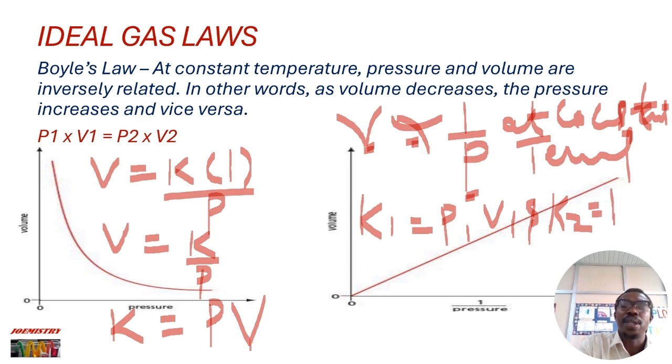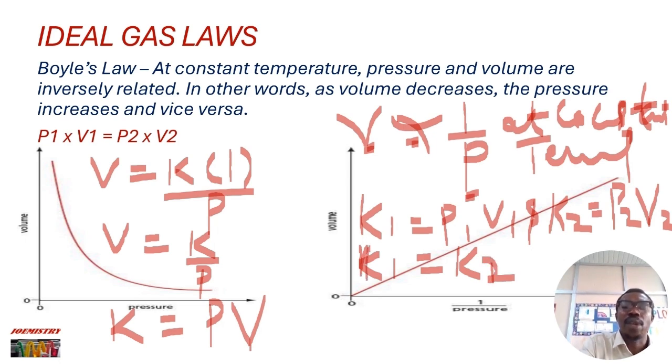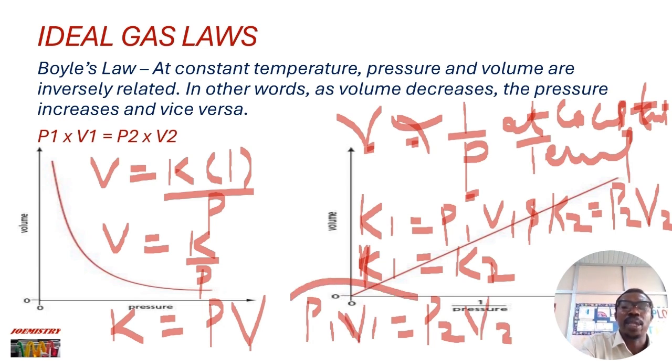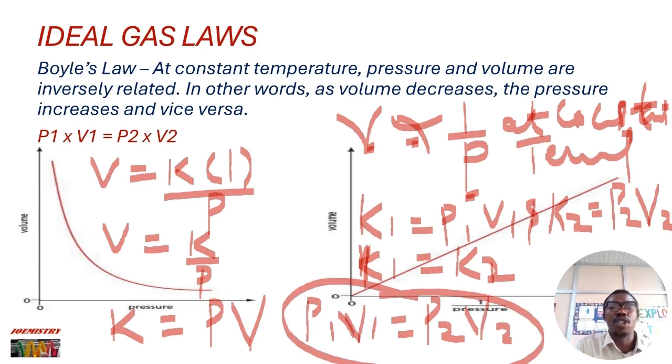equal to P2V2, where P1 is the initial pressure, V1 is the initial volume, P2 is the final pressure, V2 is the final volume. Since K1 is a constant and K2 is a constant, K1 will be equal to K2, because constant is equal to constant. If K1 is equal to K2, that means P1V1 will be equal to P2V2. So this is the mathematical representation of Boyle's law: P1V1 is equal to P2V2.